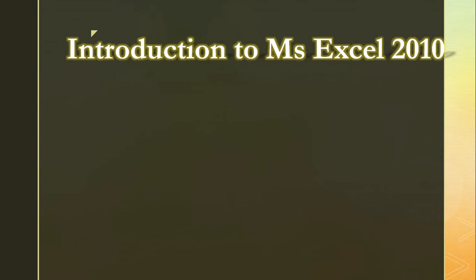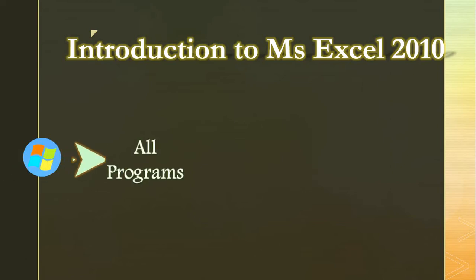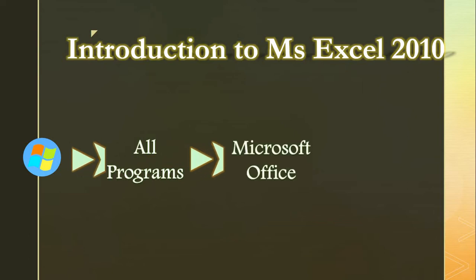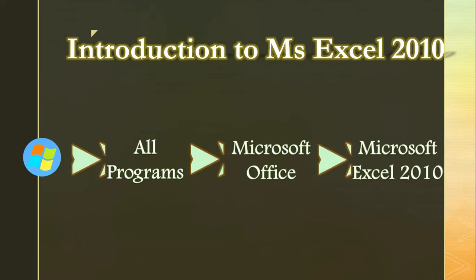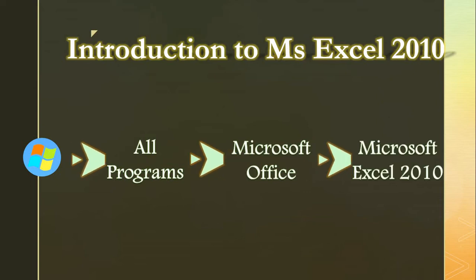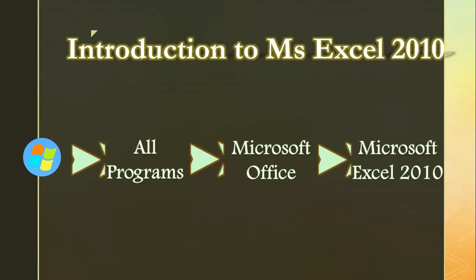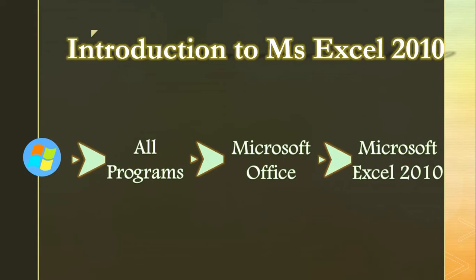After that, how to start Microsoft Excel 2010. To start Microsoft Excel 2010, first we need to click on the Start button and then click on All Programs. After clicking All Programs, we need to select the Microsoft Office folder. When you click on the Microsoft Office folder, it will show all the components of Microsoft Office. You need to click on Microsoft Excel 2010. It will open the Microsoft Excel 2010 window named Book 1.